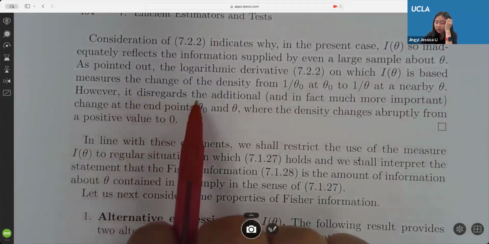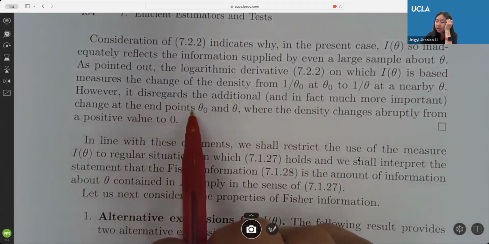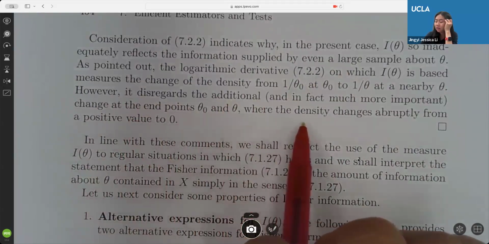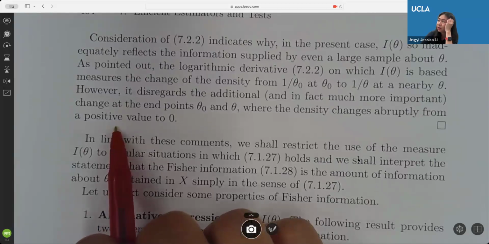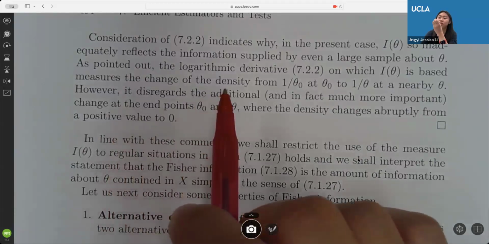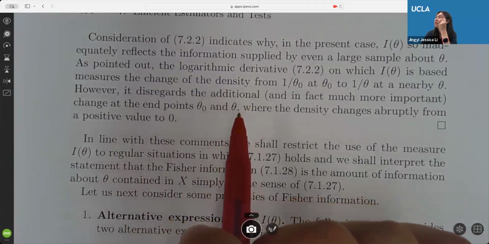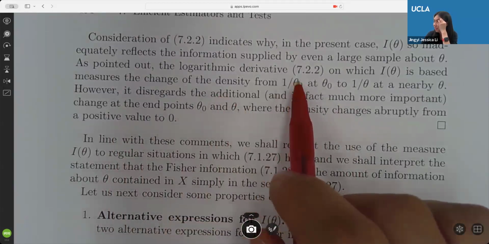However, it disregards the additional and in fact much more important change at the endpoints, theta 0 and theta. That is the upper bound in this case, where the density changes abruptly from a positive value to 0. So that's why when the domain is involved in the parameter, it is tricky, because you will have a sharp change in density, not just a change in the log density derivative.